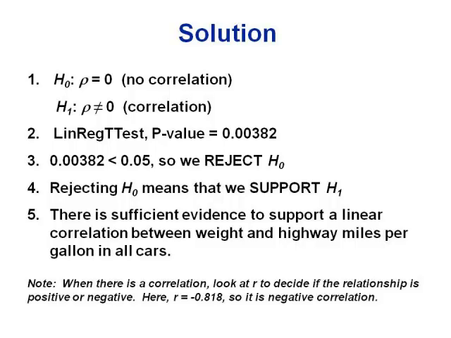And in this case, we don't have the word fail in here anywhere, so there is sufficient evidence in this case to support a linear correlation, that was the alternative, between weight and highway miles per gallon in all cars. So we've taken the correlation that we saw in the sample and said, yes, that is strong enough to support a correlation in the whole population. And we can look at that R value to determine whether that was a positive or a negative relationship. Remember that that R value was negative 0.818, so that is a negative correlation.